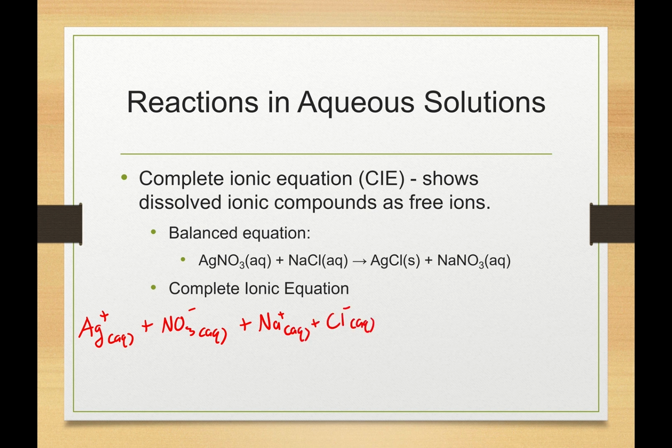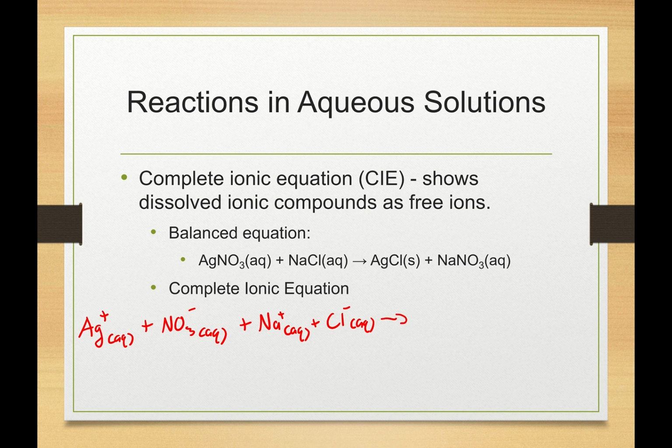So what we've done so far is show that yes, in this equation, we have silver nitrate reacting with sodium chloride. But in reality, since these two solutions have been dissolved in water, those ions are free. So they're not really AgNO3, but rather the silver ion and the nitrate ion. Same thing with the sodium chloride. It's not really sodium chloride. Instead, it's a free sodium ion and chloride ion.